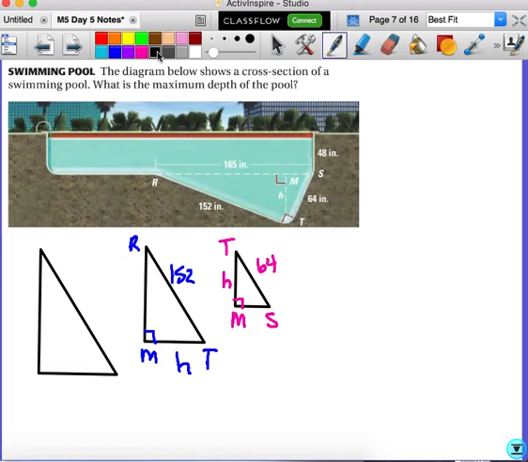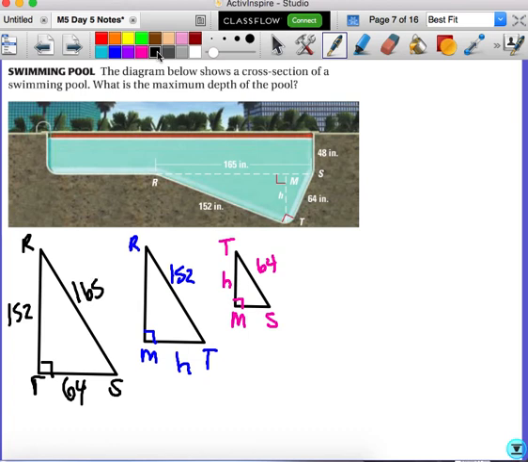So the original figure had a right angle at vertex T. TS is the smaller side. And then we're going to fill in what we know. TS is 64. RT is 152. And we know that RS is 165.